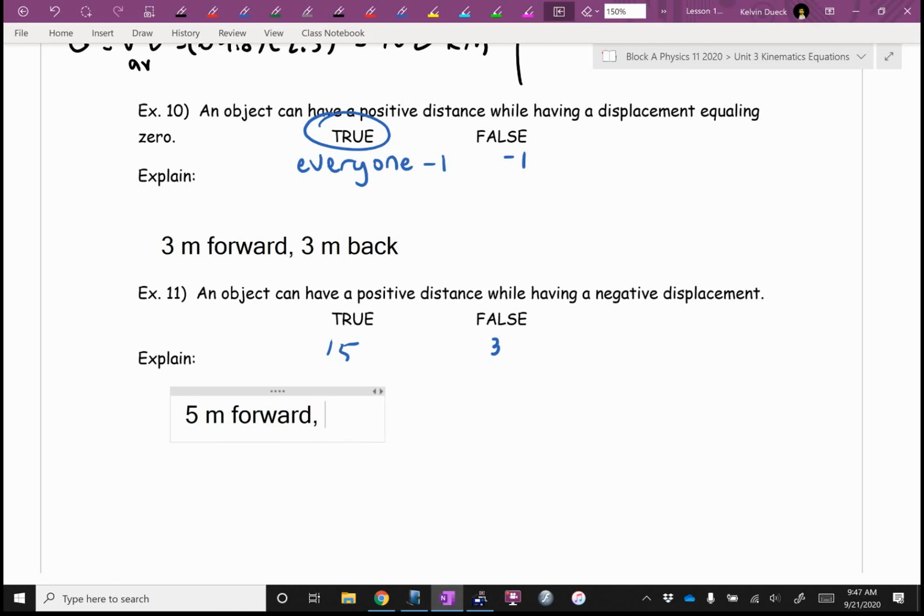Okay, because I was going to say your initial example wasn't. My bad. Instead of meters backwards, I'm still moving. What's your distance? 12. What's your displacement? -2. Distance is 12, displacement is negative. Does that satisfy example 11's statement? Okay, true. I agree.